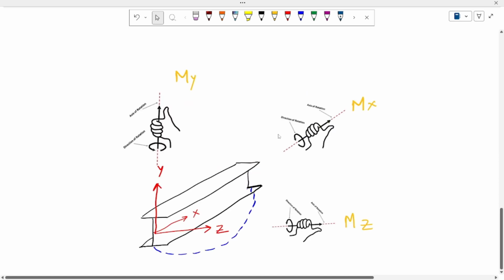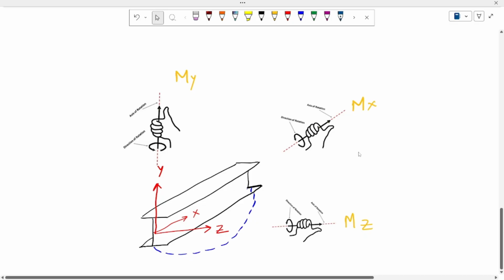The moments in the member are as follows. Along the x-axis you have the moment Mx, along the y-axis you have the moment My, and along the z-axis you have the moment Mz. These moments are along the axis of rotation. So Mx is your twisting moment, and My and Mz are your bending moments in the major and minor directions.